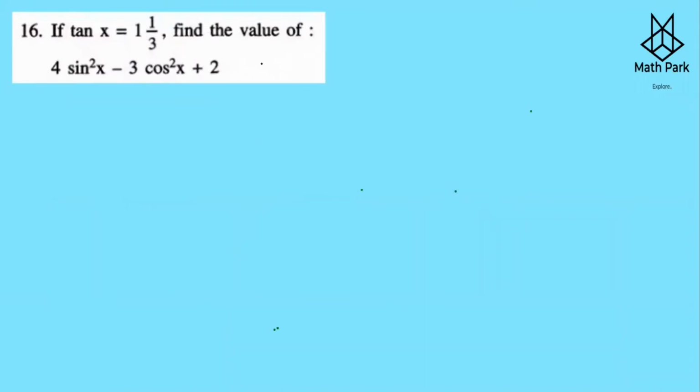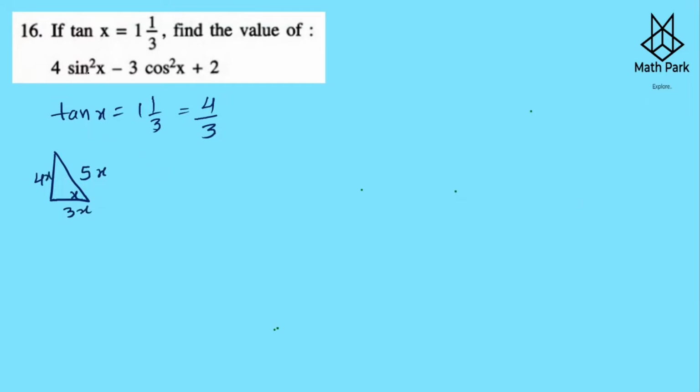Question number 16, if tan x is equal to 1 1 by 3, find the value of the expression. Okay, so tan x is equal to 1 1 by 3. So 3 ones are 3 plus 1, which is 4 by 3. So again, let us draw a right triangle where x is an acute angle. So tan x is opposite by adjacent. So this is 4 and this is 3. So by Pythagoras theorem, we get this as 5x. Okay, so this is 3x, 4x, and this is 5x.